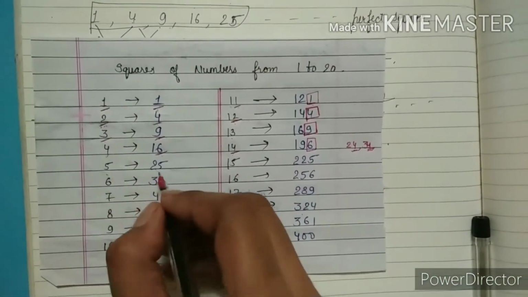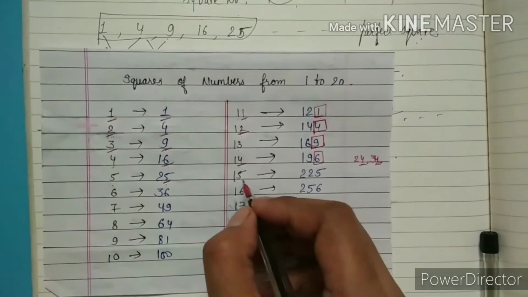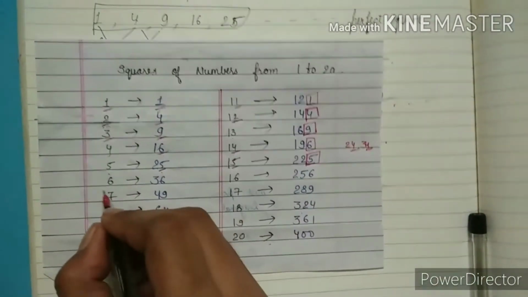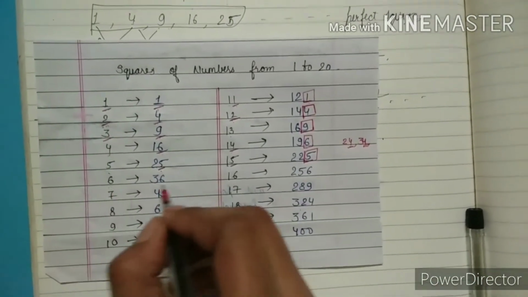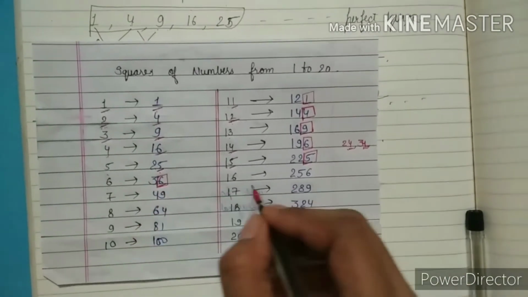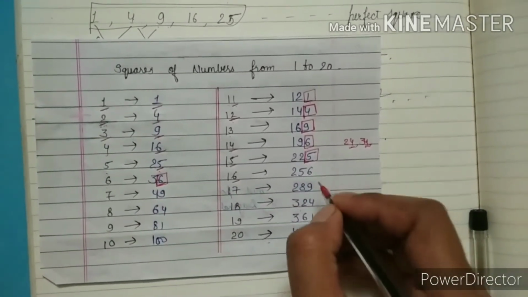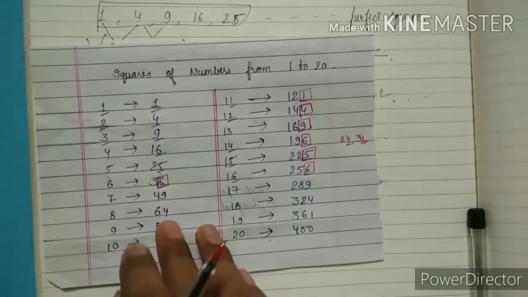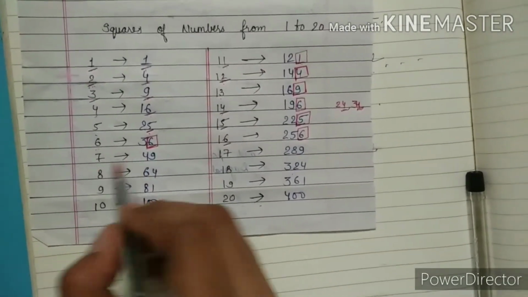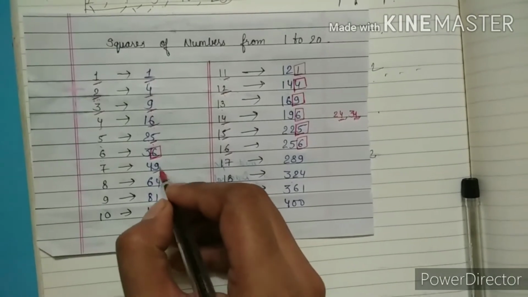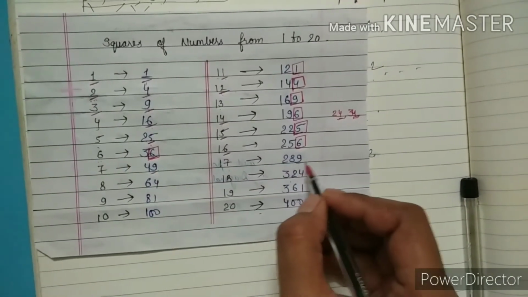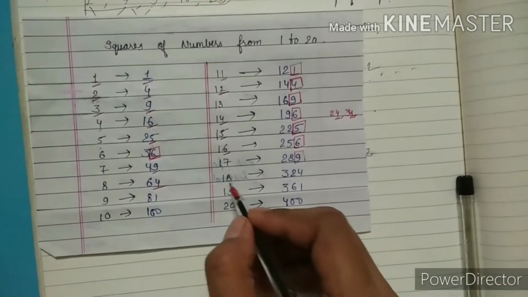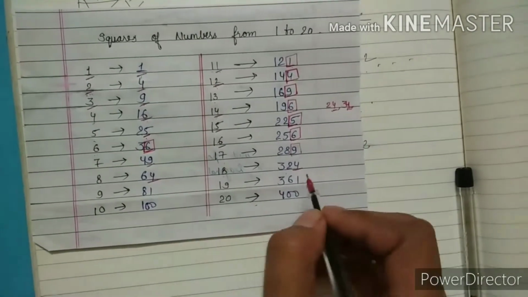5 square is 25, having unit place 5. Here 15 square has unit place 5. Here 6 square has unit place 6. Here 16 square has unit place 6. Same in 7: 7 square has unit place 9, and in 17 you can also see 9. In 8, the square's unit place is 4. Here in 18 we also have 4 in the unit place.